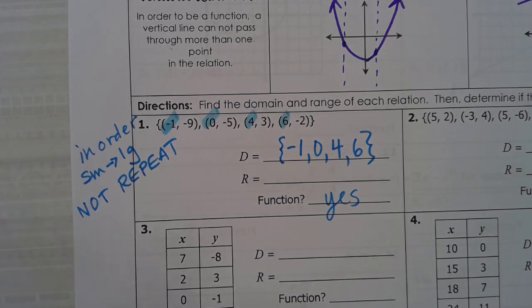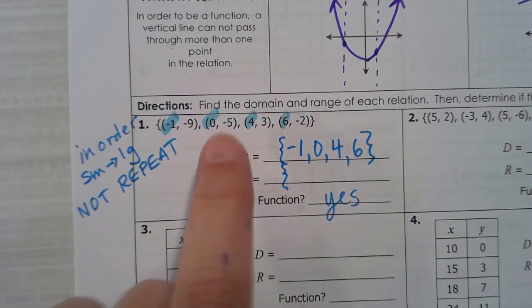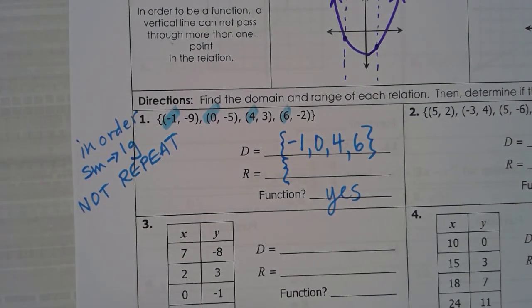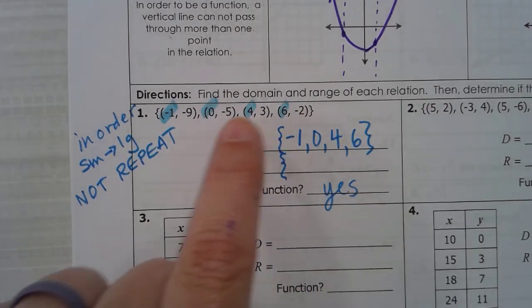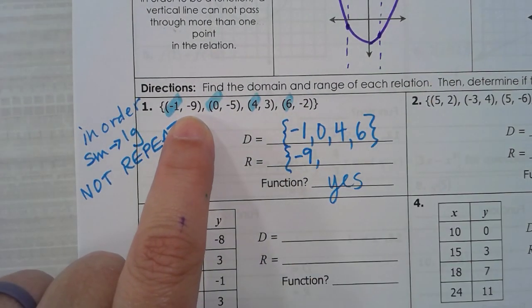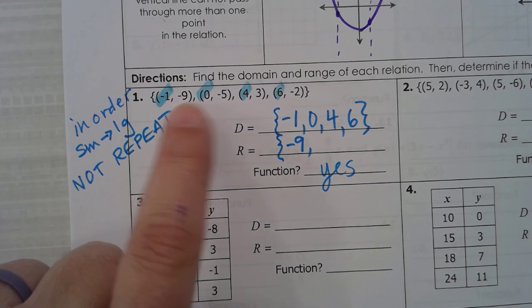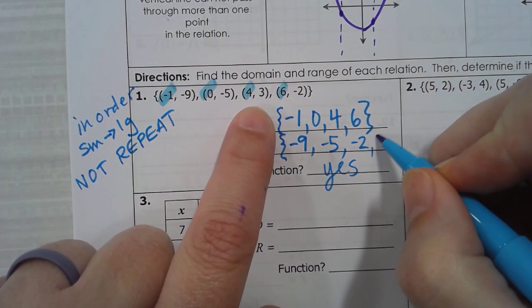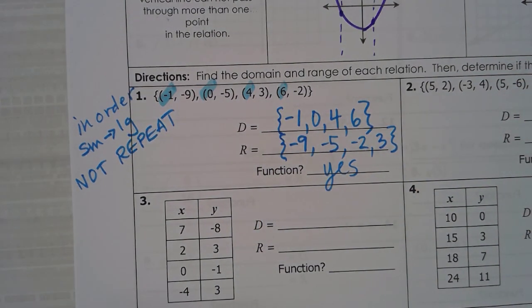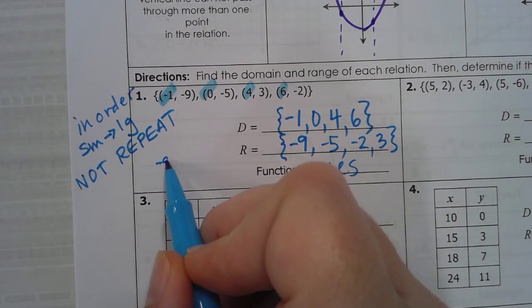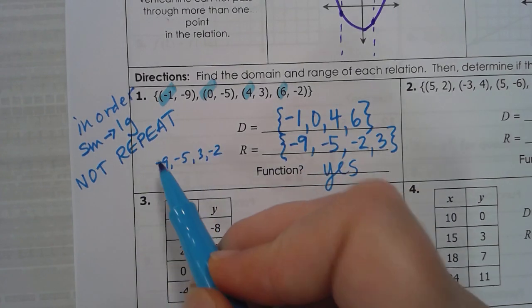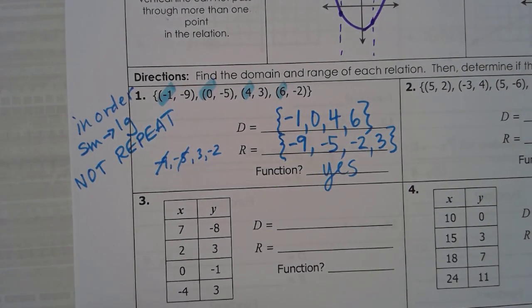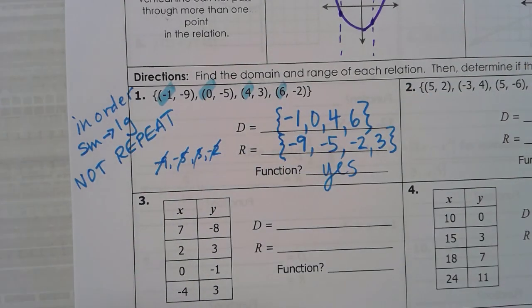Then for the range, we look at the other numbers. I'm not going to highlight them because they're the ones that are not highlighted. Of those numbers, we have to look through all of them. Which one is the smallest? -9 is the smallest. And then -5, and then -2, and then +3. If you need to, you could write the numbers down somewhere, and as you go, cross them out so you make sure you get all of them and don't forget any. Okay, can you do number 2, please?